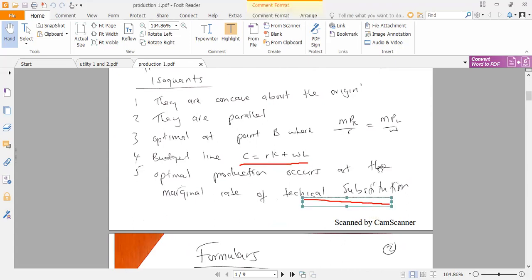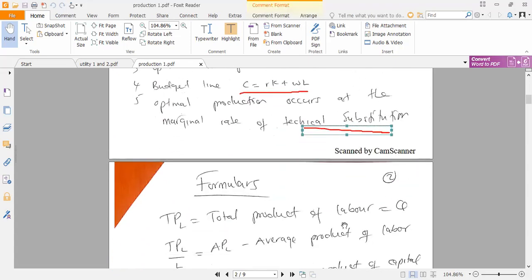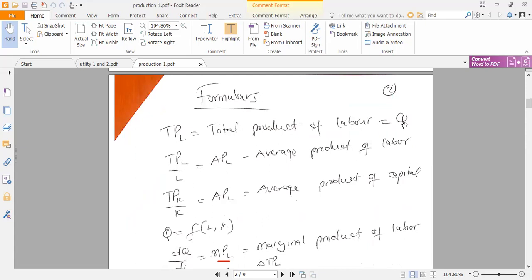So the formulas under production are as follows. The Q is also denoted by the total product of labor, TPL, which is the same as the total output. The total product of labor divided by the labor units is called the average product of labor, APL. If we divide the total product of capital, TPK, by the capital units, we call this the average product of capital, APK, not L.